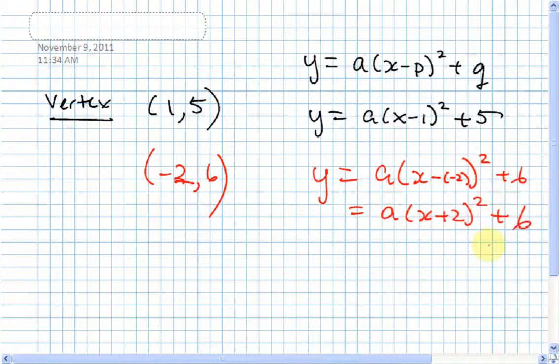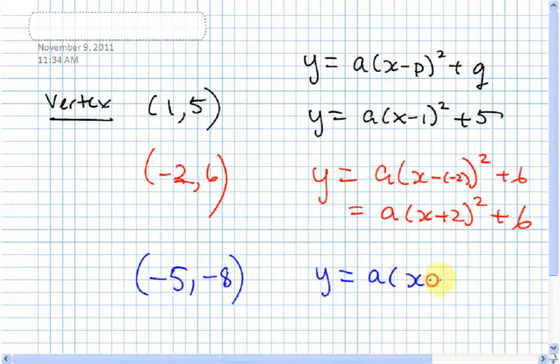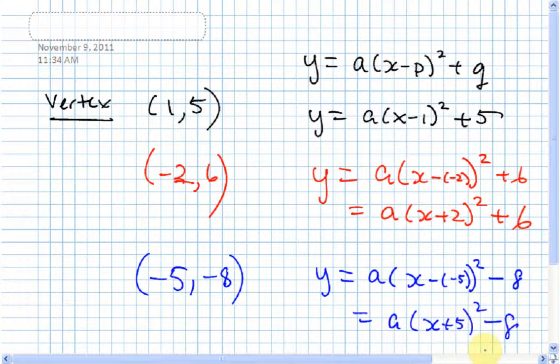This x coordinate, the sign changes. The y stays the same. If I do one more, let's say this is 5 and negative 8, then once again this becomes a bracket x minus 5, and minus 8. And of course, that just becomes (x plus 5) all squared, minus 8. Does that help you? Okay.